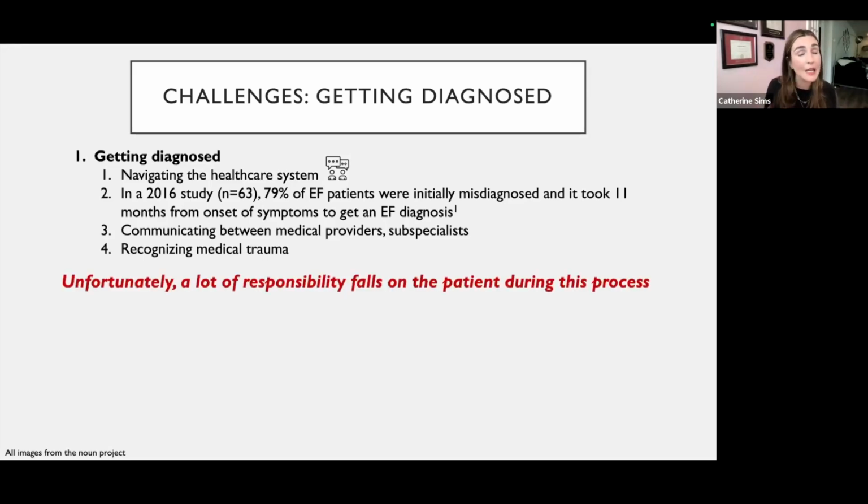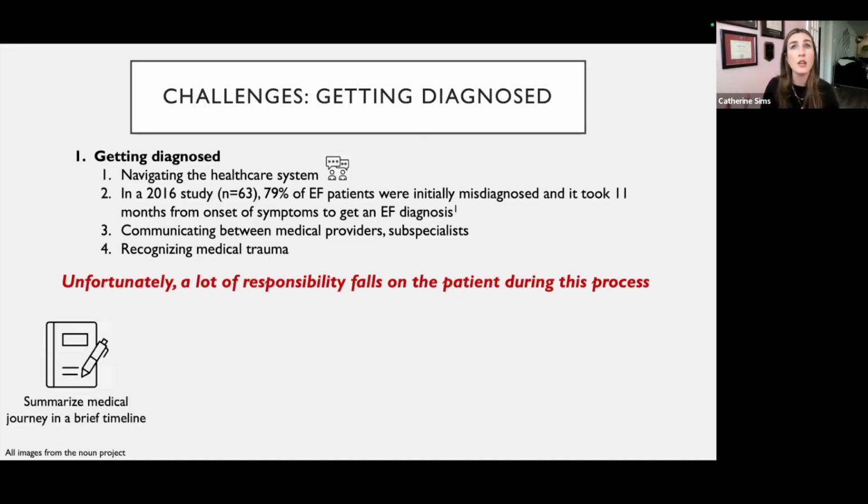And as I said before, 80% of people with EF get the wrong diagnosis first. And then it can take up to a year to get the right diagnosis. And what I have found is in all of this trauma that's occurring, it all falls back onto you, the patient, and your family and your caregivers. And it's not fair. It's just the reality of the US healthcare system. So, what are things that we can do to address that?